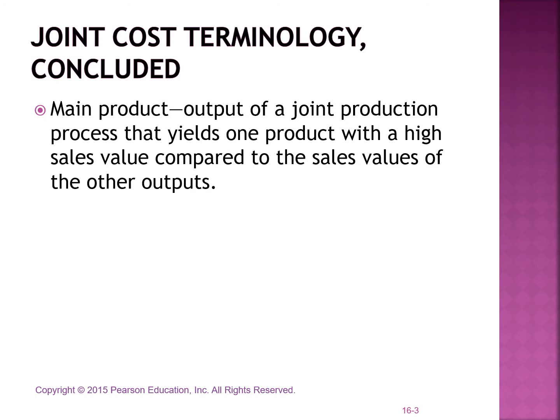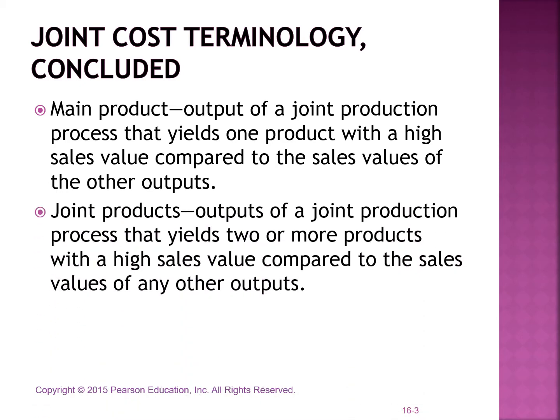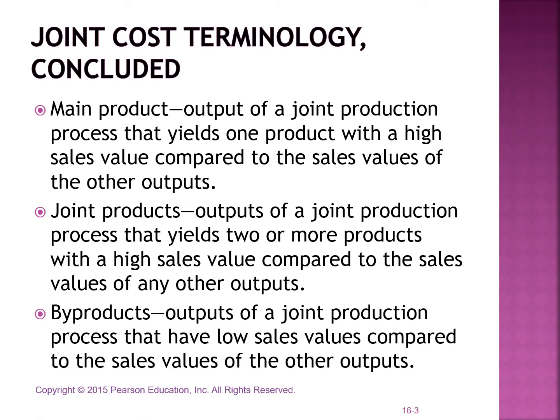The main product, whatever will result after the split-off point, is the output of the joint production process that yields one product with high sales value compared to the sales value of the other output. So this will be considered the main product. The joint product is the output of a joint production process that yields two or more products with high sales value compared to the value of any other output.